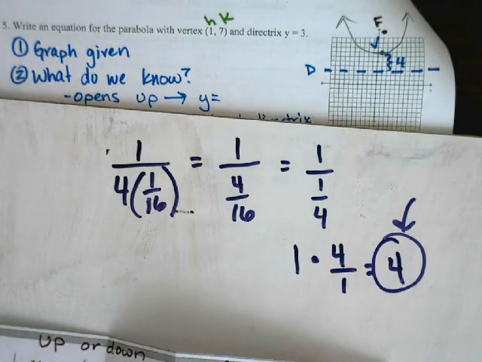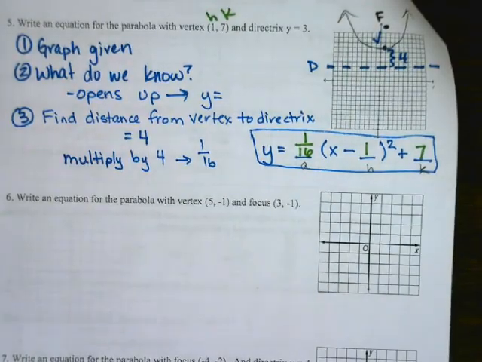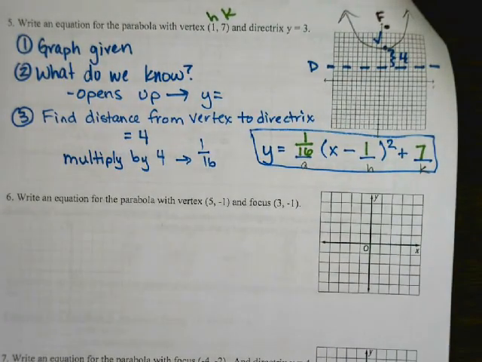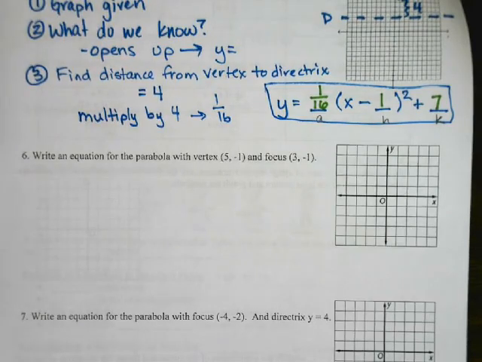Any other questions? Want to try another one? Let's do it. Okay, so 6 says write an equation for the parabola with a vertex at 5, -1, and the focus now is at 3, -1.